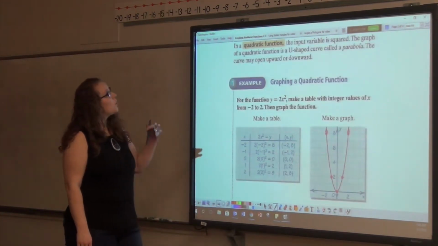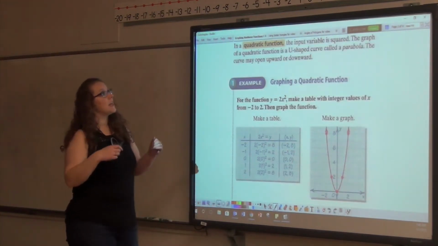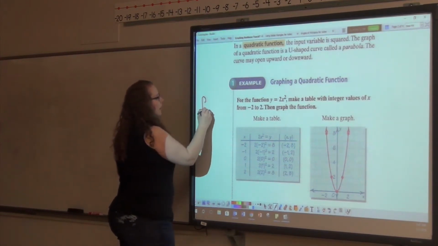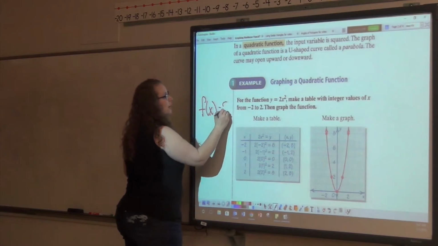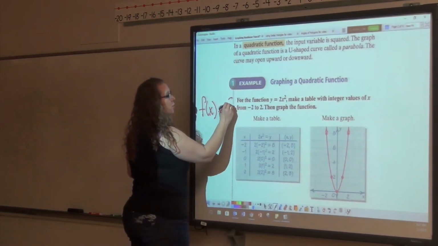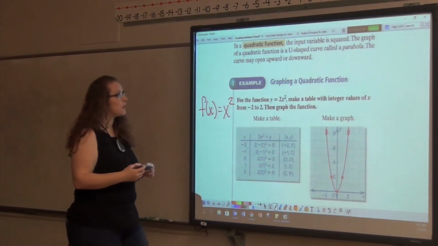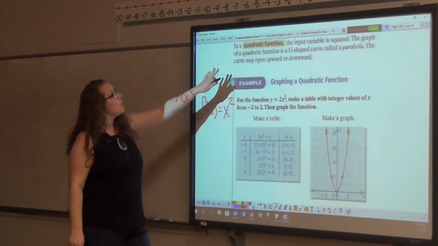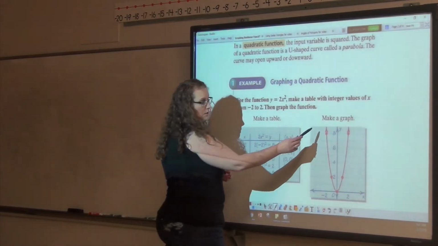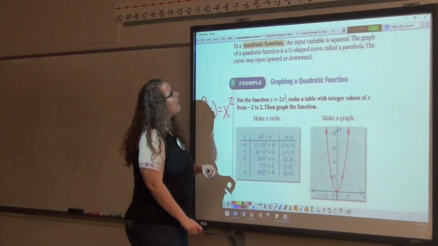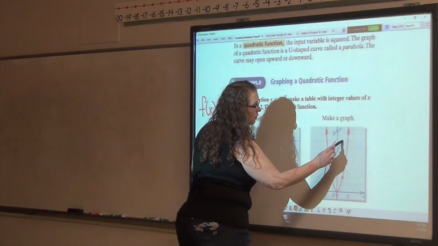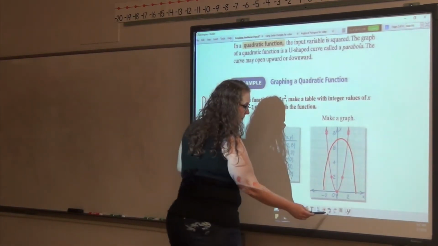All right, so in a quadratic function, the input is squared, all right? So you're going to have f of x, and then your input, which is x, is going to be squared. That is a quadratic function, all right? The quadratic function will always be U-shaped, and we call that a parabola. So this is a parabola, all right? It can open upward or it can open downward, so it can actually look like that as well.